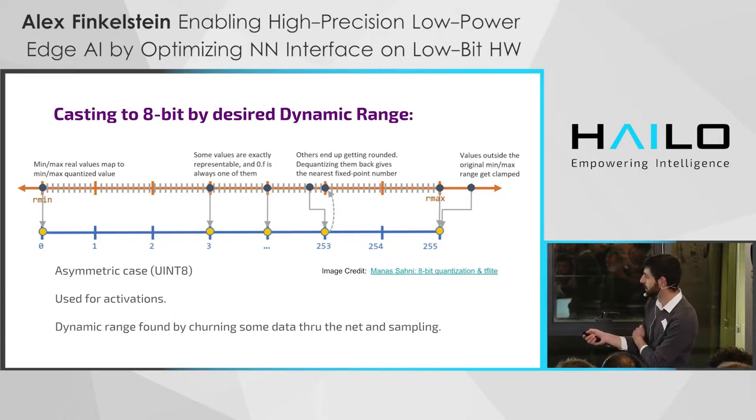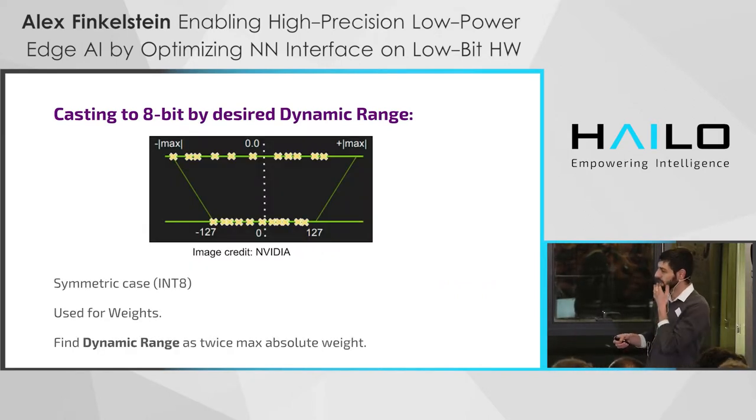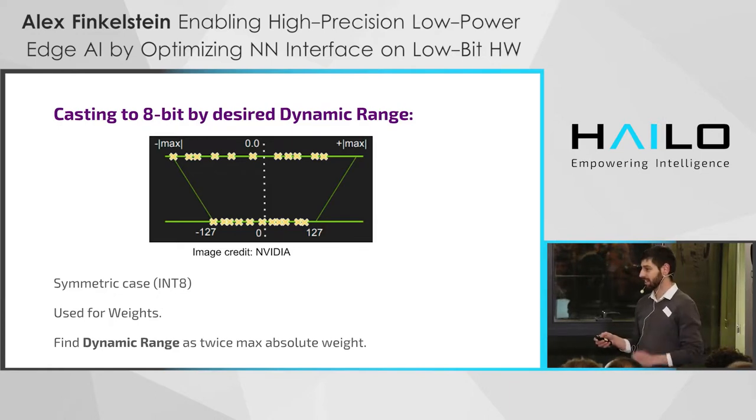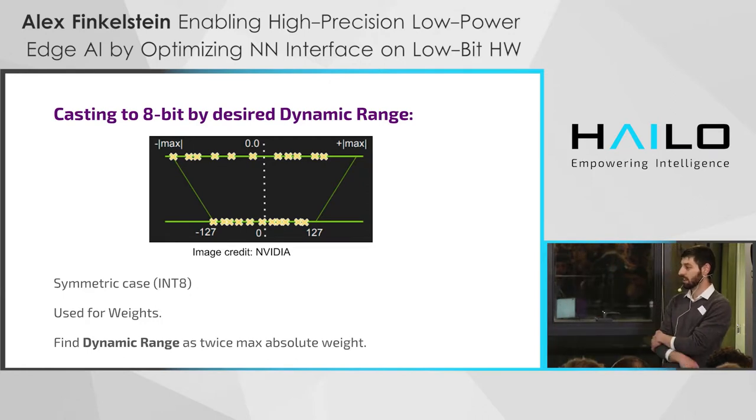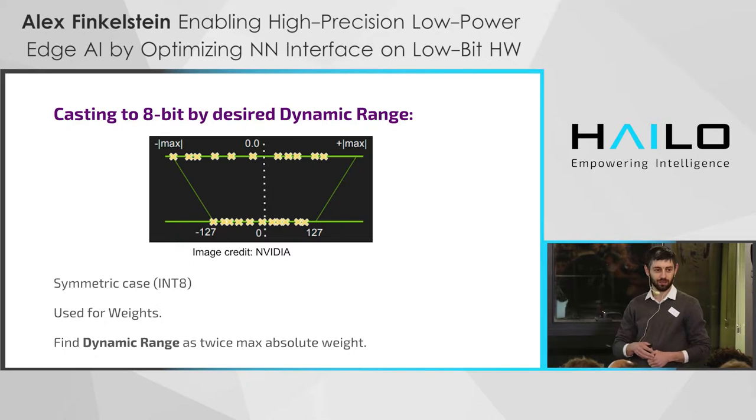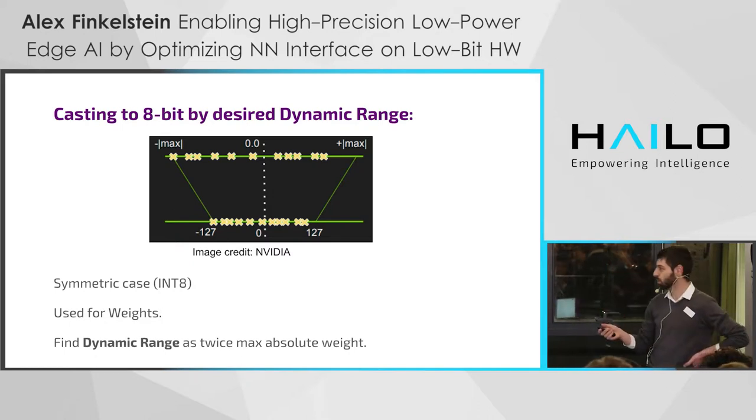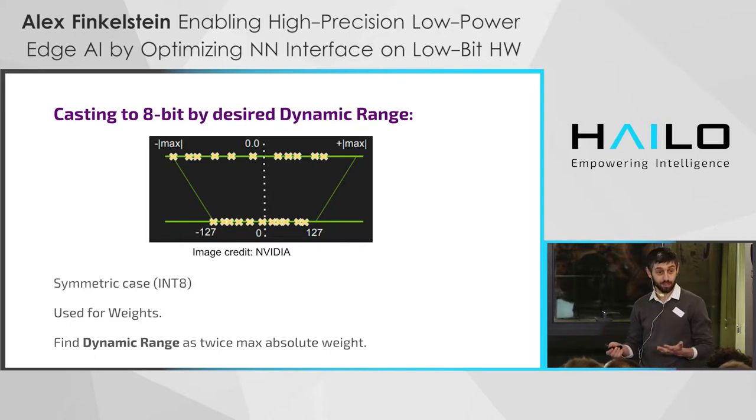Because this picture presents an asymmetric case of unsigned integer, usually that's what is used for activations, the data that flows between layers in the network. And for the weights, what's usually used is the symmetric quantization to int 8. And you'll excuse me for another picture, it's just what I found, but the principle is exactly the same. What's different here is that in the symmetric case and in the weight case, finding the dynamic range is easier. Just go about and find the max absolute weight, and twice this value is the range that you want to quantize into those 255 values that 8 bits permit you.